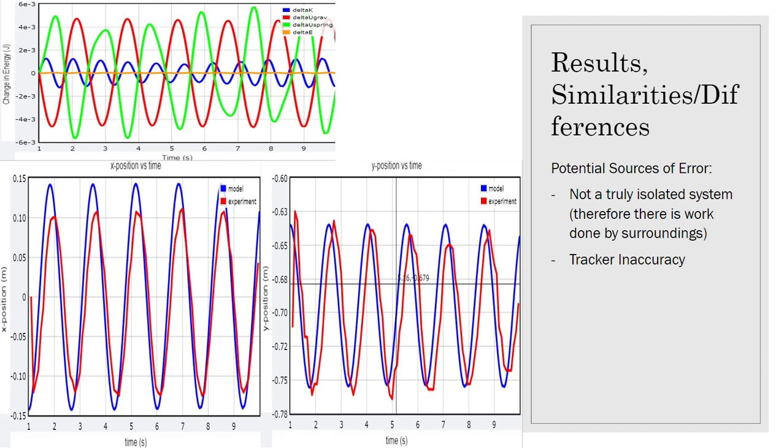The reason why there might be some slight sources of error is that it's not a truly isolated system. Theoretically, this is only a spring, mass, and Earth system, but that's not the case in reality because there are always going to be external forces acting on the system, so it can't be isolated. And also, Tracker could have been inaccurate when I clicked the point masses for selecting the positions.